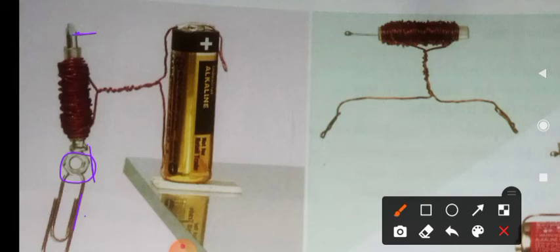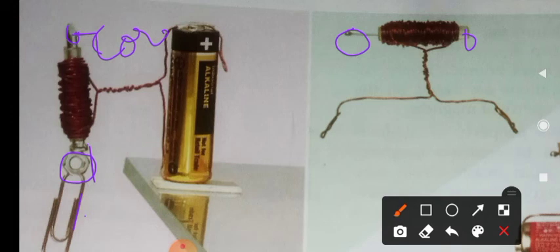In the second diagram also, a safety pin is attached to the magnetic material which is present inside the coil. Okay, why are we using the iron nail here? Instead of an iron nail you can use some other iron objects. Why are we using iron objects? Because we call this the core. This is called the core of the electromagnet.